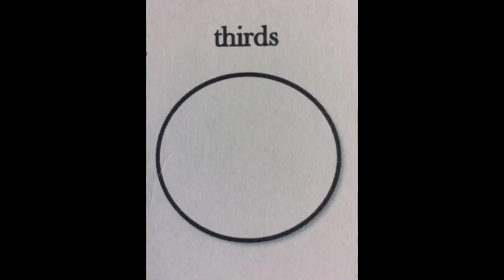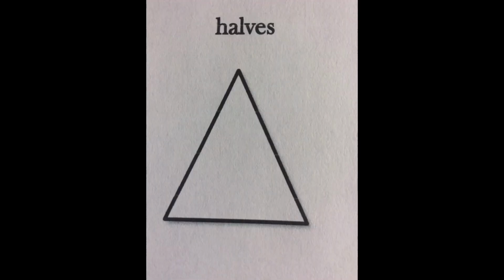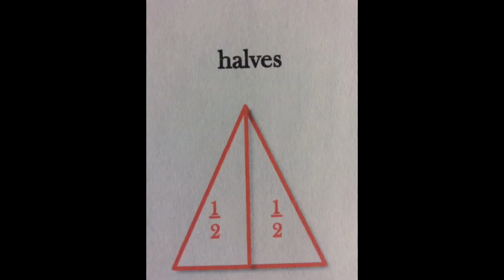Remember to pause the video, draw the circle, and partition it into thirds. It may be a bit tricky, but you can do this. You should have partitioned the circle into 3 parts and written 1/3 in each part. Pause the video, draw the triangle, and partition it into halves. You should have partitioned the triangle into 2 parts and labeled each part 1/2.